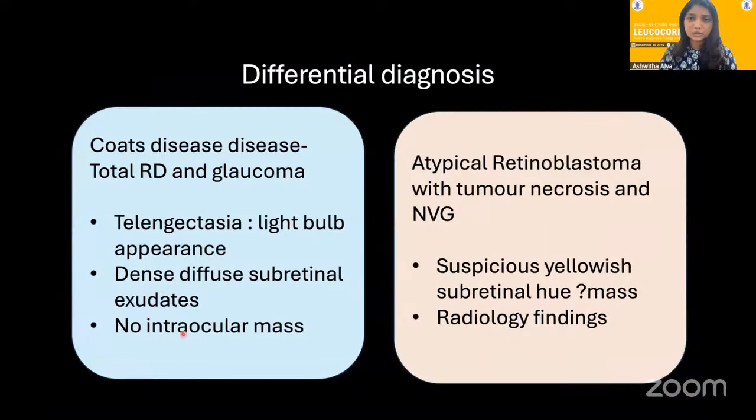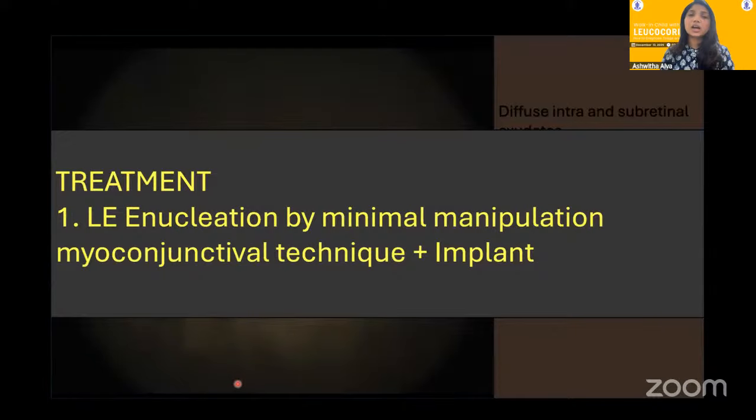Clinically, he was diagnosed with stage 4 Coats disease with retinal detachment and neovascular glaucoma. The possibility of an atypical retinoblastoma with tumor necrosis and neovascular glaucoma was also considered. However, since the child had no potential for vision and was severely symptomatic with raised intraocular pressure, the treatment option was discussed with the family and he underwent left eye enucleation by minimal manipulation myoconjunctival technique with an implant.